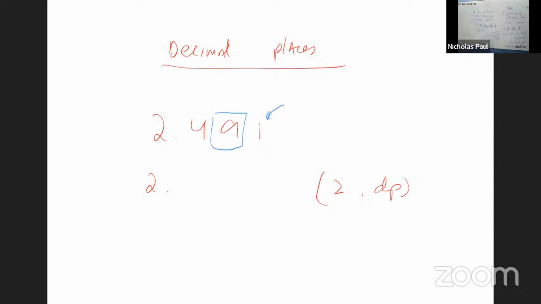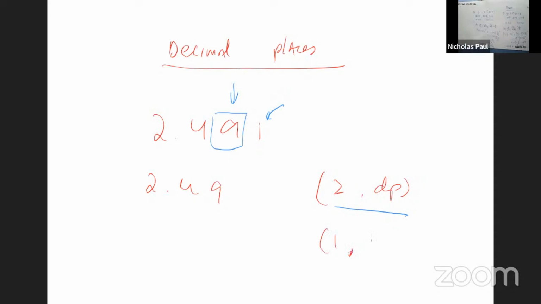If the value after it is 5 or more, then you round off the 9. Otherwise, if it's not, you leave it as it is. So if I said 2 decimal places, what would it be? In this case, 2.49.